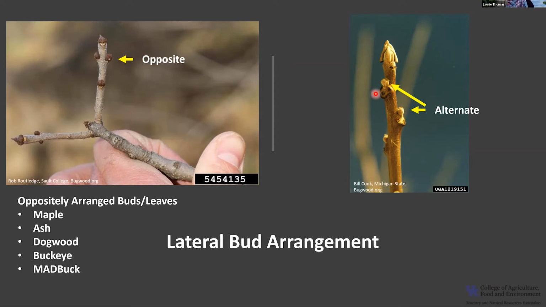All the rest of our trees are alternately arranged. And I will say, while these are groups of trees, we have numerous kinds of maple. We have several different kinds of ash, several different kinds of dogwood, and 2 buckeyes. So there's still numerous trees in there, but at least it gets you to the genus.